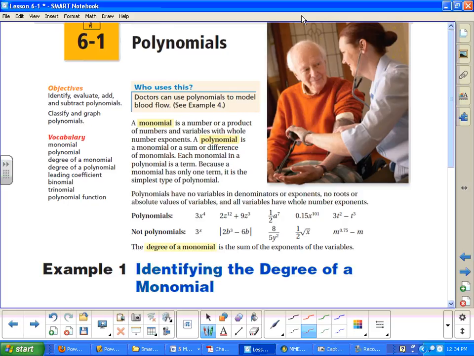We're talking about polynomials. The simplest kind of polynomial is a monomial. And a polynomial is a monomial or a set of monomials that are being added together or subtracted, so they have a sum or a difference between them. Okay?